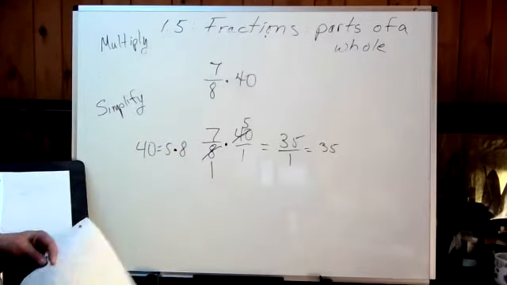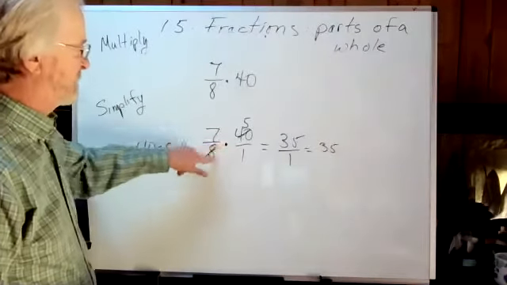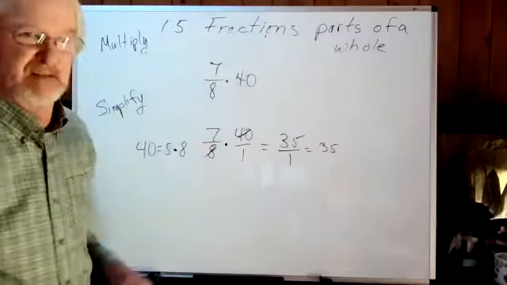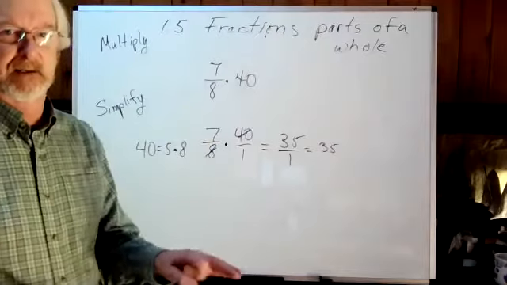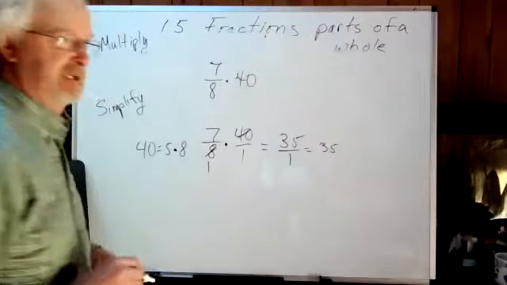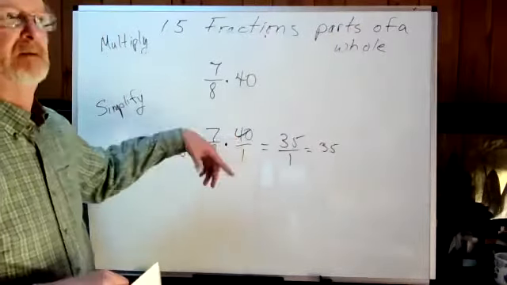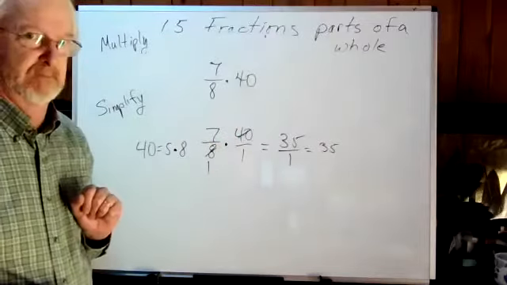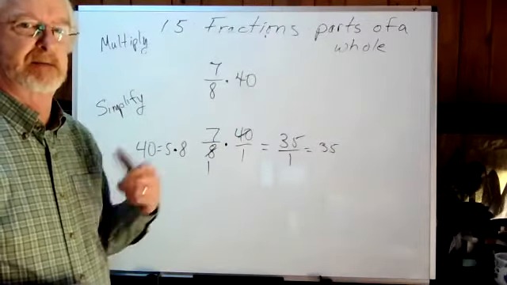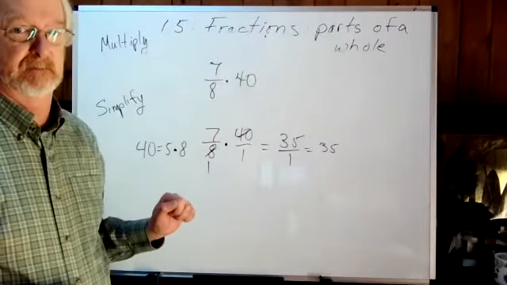Oh, so 8 divided by 8 is 1. So when you're canceling or simplifying, you're dividing the numbers by the same thing. I divided 8 by 8 and got a 1 left as my quotient. I divided 40 by 8 and got 5. So simplifying is dividing those numbers by the same thing. You're dividing.